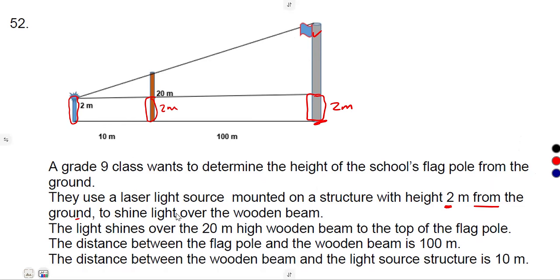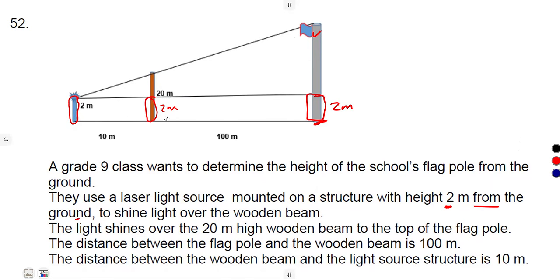To shine light over the what? The wooden beam. So it will shine it. The light shines over a 20 meters high wooden beam to the top of the flag. So the first one, it is the 20 meters. This one, 20 meters high, the whole of it.